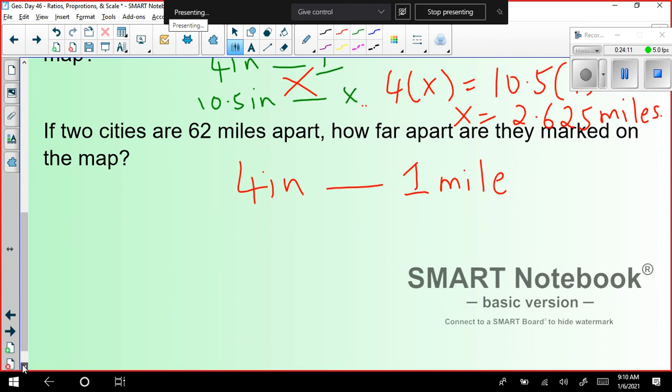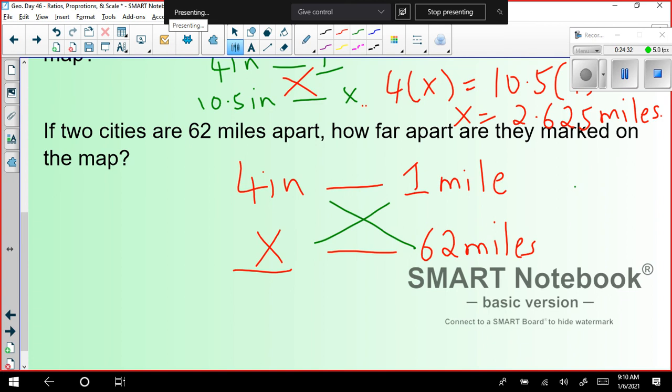They are 62 miles apart. Mile is located on the right side, so write 62 miles. And you want on the map how much? This time I don't know this particular value, so let me call this x. Once again you can use the same technique of cross multiplication. Multiply the ends: 62 times 4. Similarly multiply the ends here: x and 1 equals x times 1.